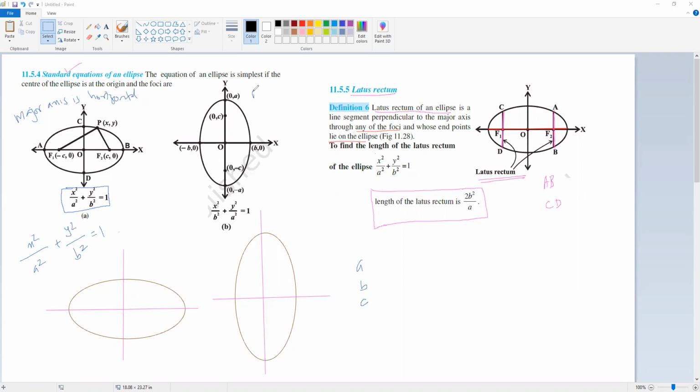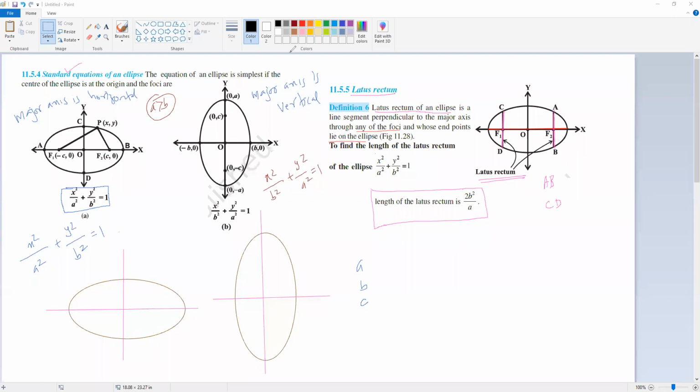Now, in the second case, the major axis is vertical. Then the equation is x square by b square plus y square by a square is equal to 1. For now, just keep this formula in mind, that is enough. If the major axis is horizontal, then x square by a square. Always keep this in mind. a is greater than b, our assumption. a is the semi-major axis, b is the semi-minor axis.